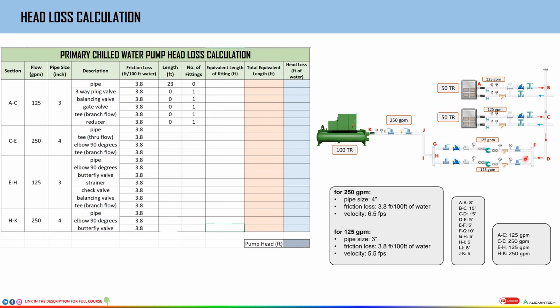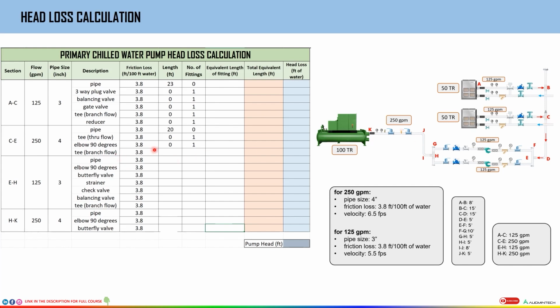So C2E is from here. We have the pipe. What is the length? C2D is 15, D2E is 5, so the total length is 20. The number of fittings is obviously 0, and the length of the T is 0. How many T do we have? Only one. We do have a T at C, but that's only one.